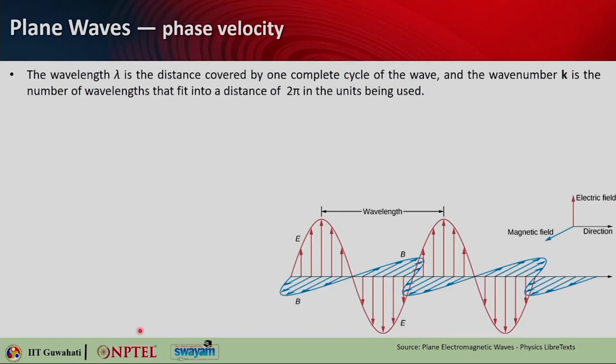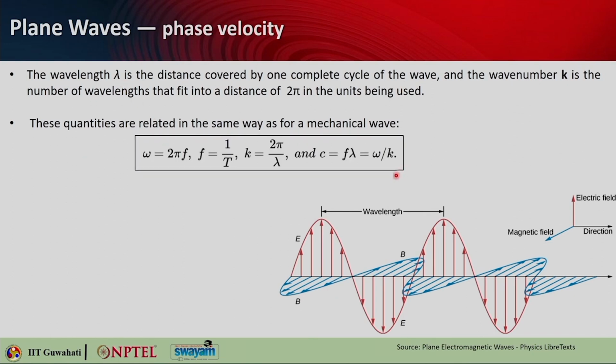Clear? So these are a couple of important concepts. We have seen the wave vector, and we have seen the angular frequency. Now let us look into another important attribute of a plane wave, which is phase velocity. The wavelength lambda is the distance covered by one complete cycle of the wave, right? And the wave number k is basically the number of wavelengths that can fit into a distance of 2 pi. That is how we have defined wavelength and wave number. The relationship between k and lambda we have seen: k equals 2 pi upon lambda.